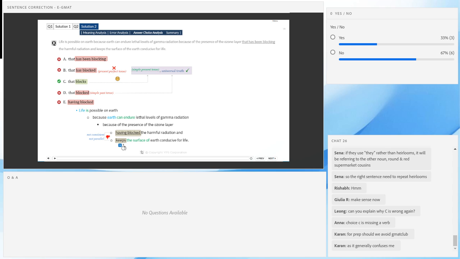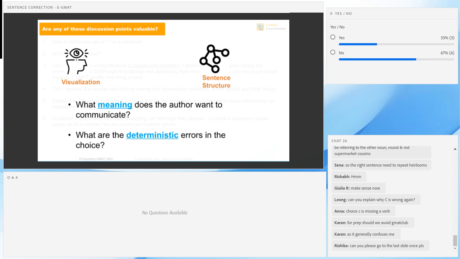And you not only see these in step one, but also in the last step, in answer choice analysis, wherever it is required. We don't just leave you with, oh, "having blocked and keeps" is not parallel. We show it to you using these sentence structures, so that you continue to build that muscle.